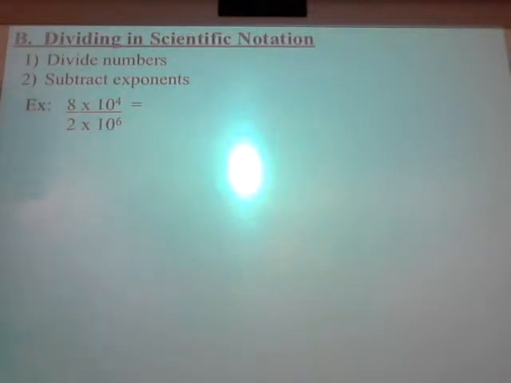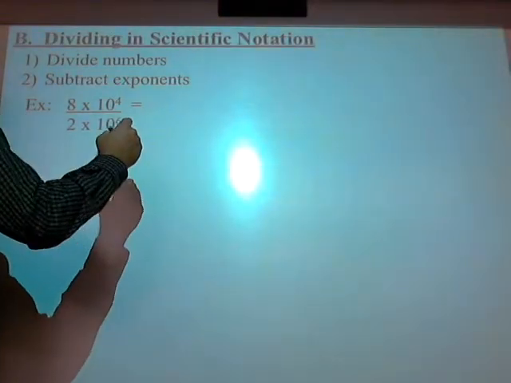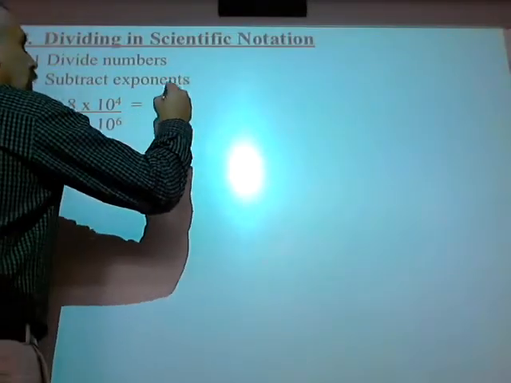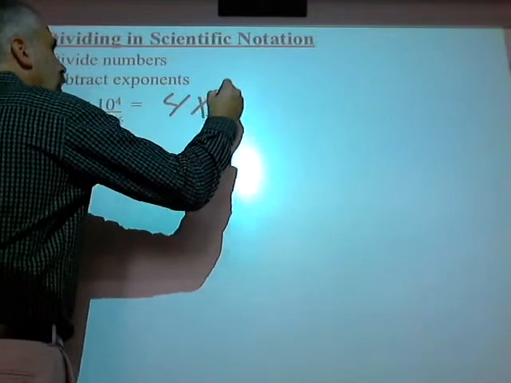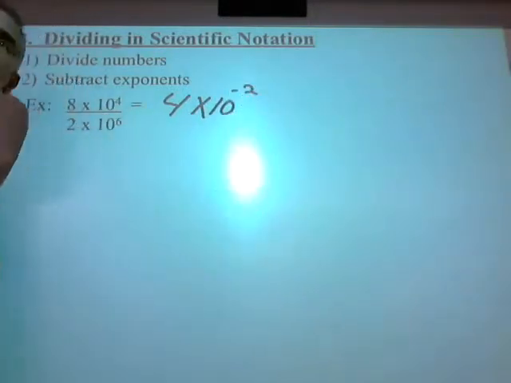8 divided by 2, 4 minus 6. What are we going to get here? What do you think, Becca? 4 times 10 to the -2. Are we good? Make sense? 4 times 10 to the -2nd?